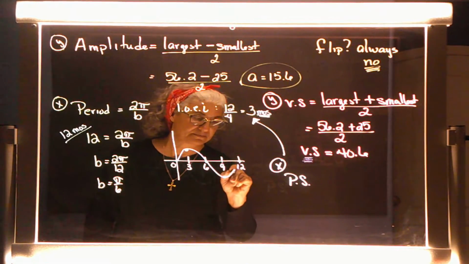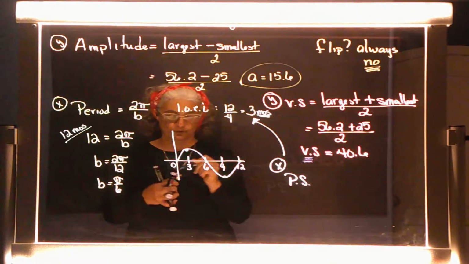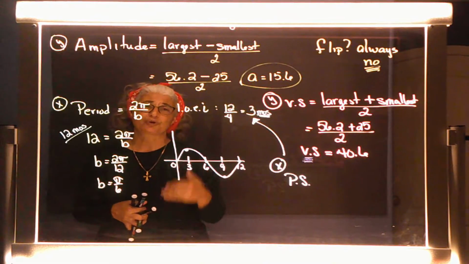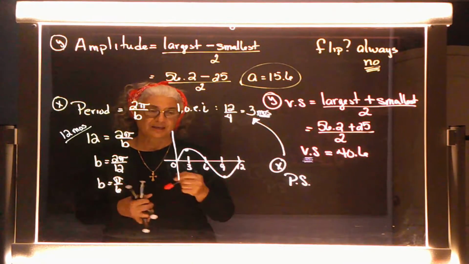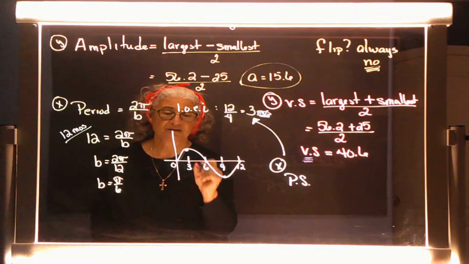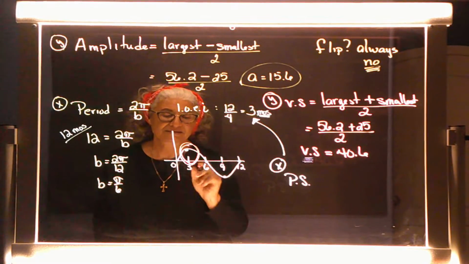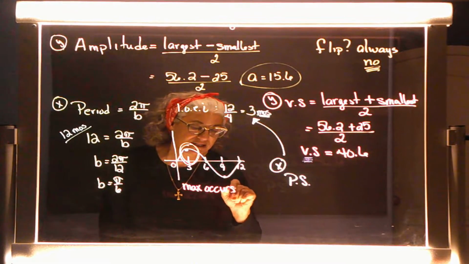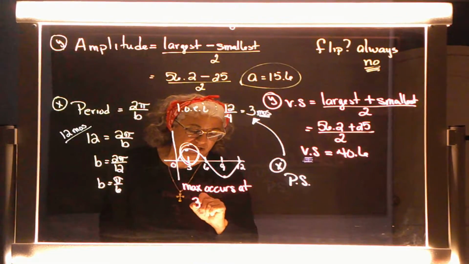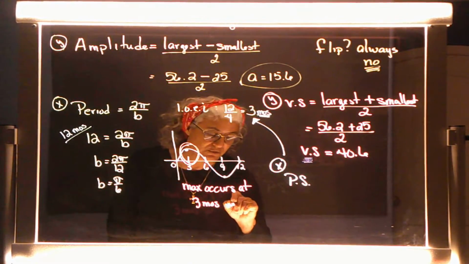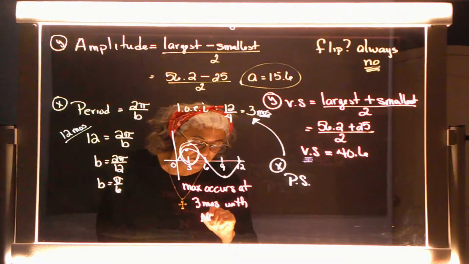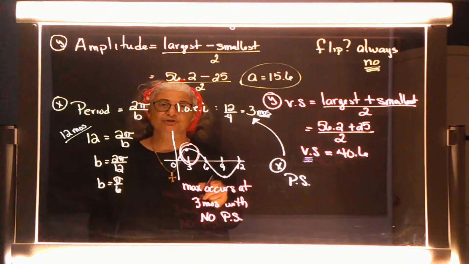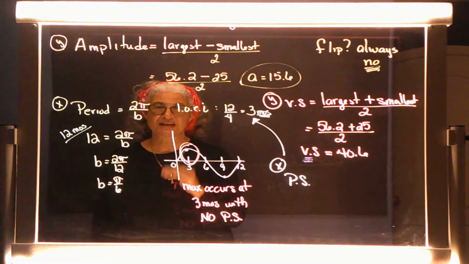Agreed? Okay. So here's the deal. This is why low E is extremely important when we're going backwards. This graph shows me that the max occurs at 3 months with no phase shift.